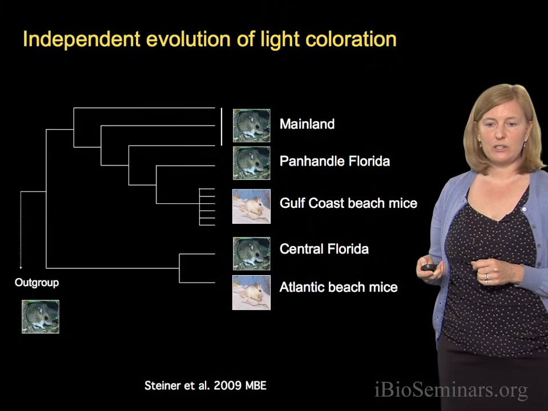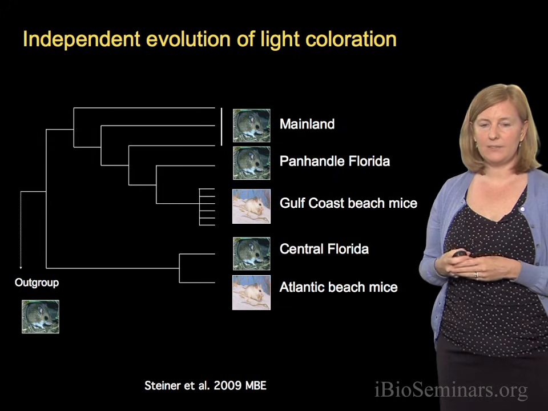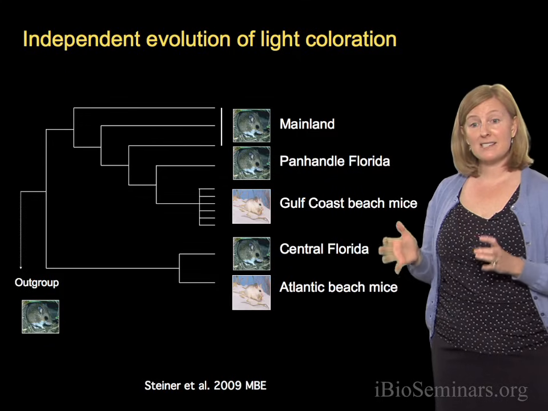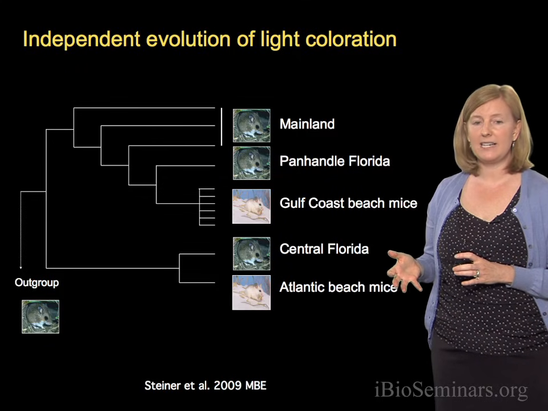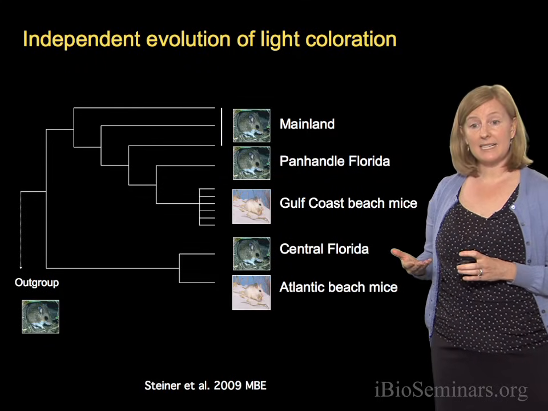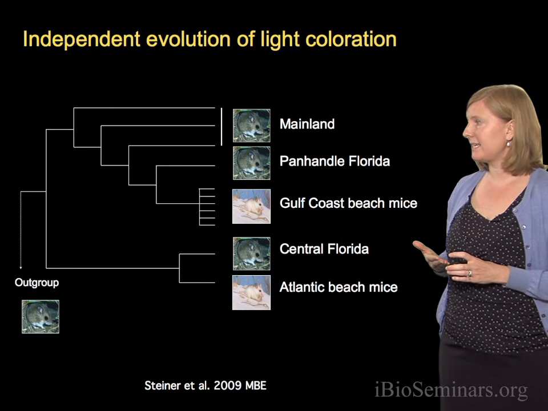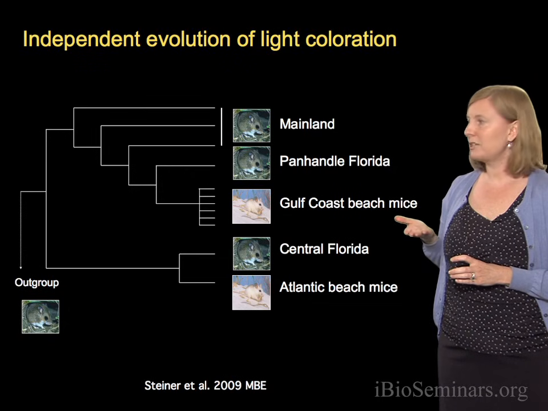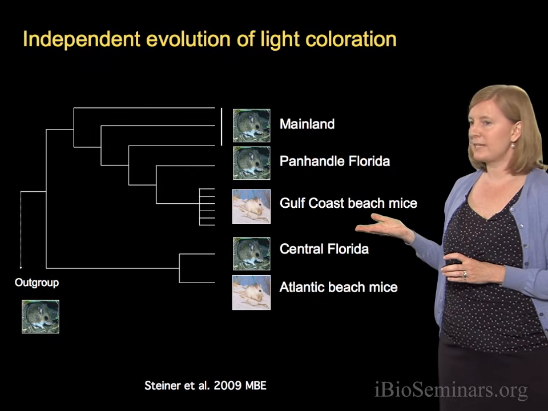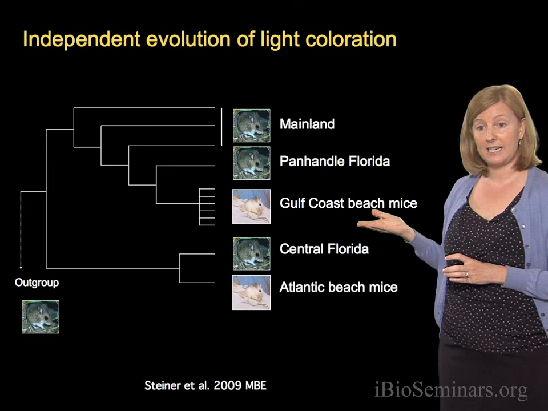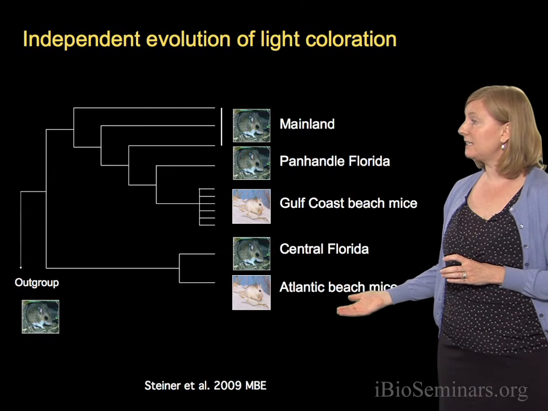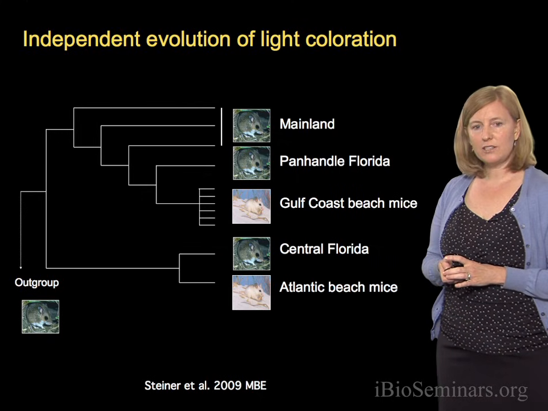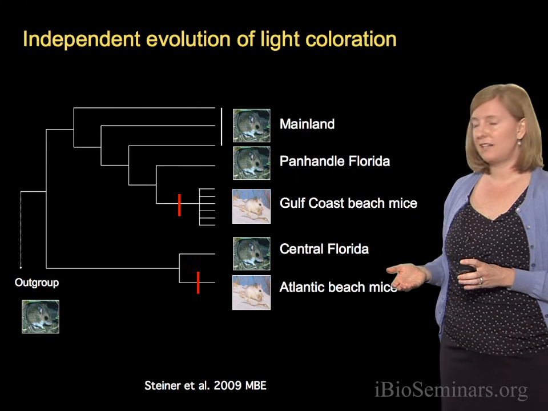So the first thing I want to show you is a tree or a topology that shows you the relationships among these different subspecies. This is a simplified version of a tree that we generated using molecular data, but it highlights the relationships among these subspecies within Peromyscus polionotus. And what you can see is the Gulf Coast beach mice shown here, all 5 of those subspecies cluster together. They're very closely related. But they're actually not that closely related to Atlantic coast beach mice, shown here. In other words, it looks like light coloration has evolved independently on 2 coasts.